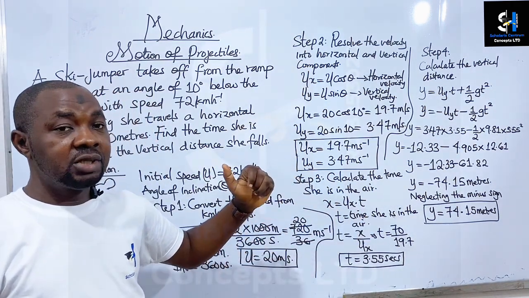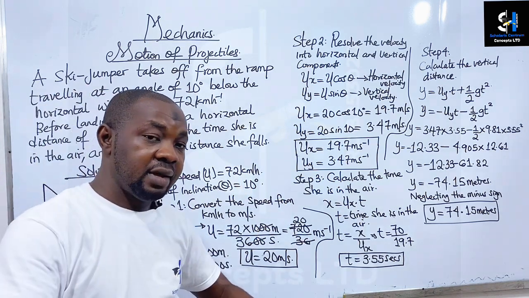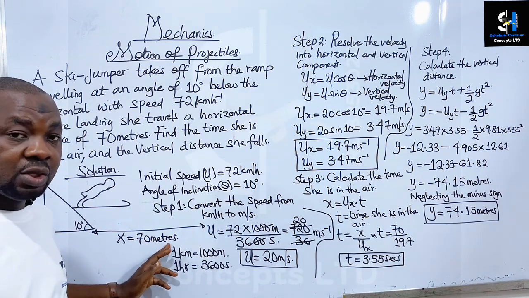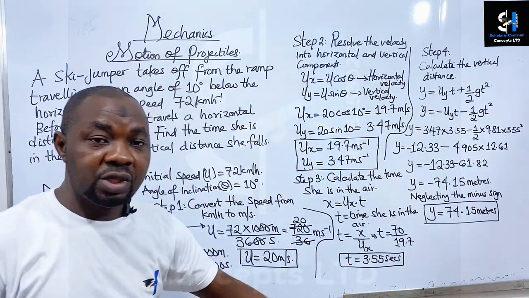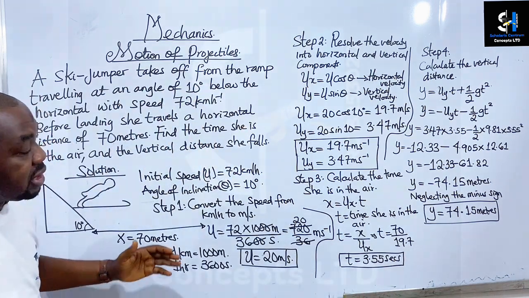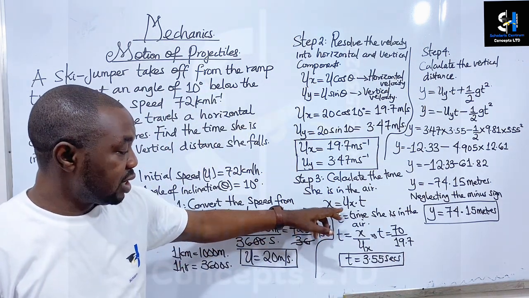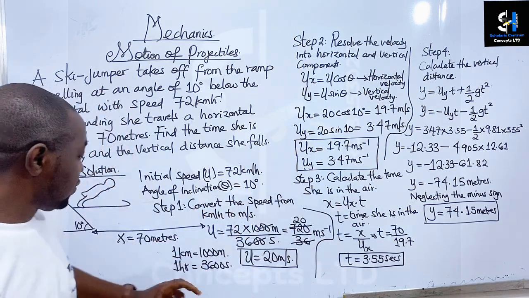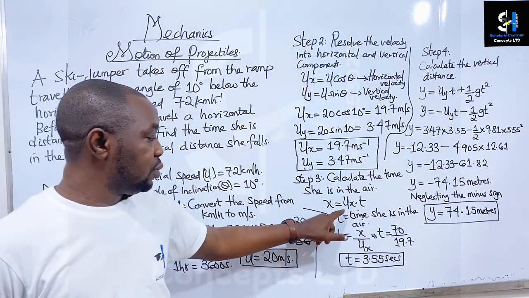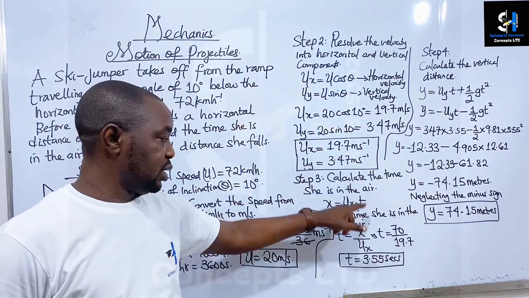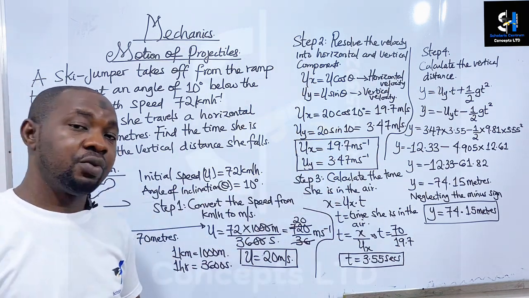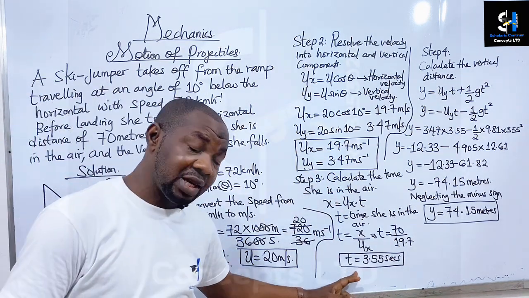To calculate the time she's in the air, she travels a horizontal distance of 70 meters, not when she lands, but when she travels a horizontal distance of 70 meters. So we need the value of ux, which is 19.7 meters per second, and this is the time she's in the air.